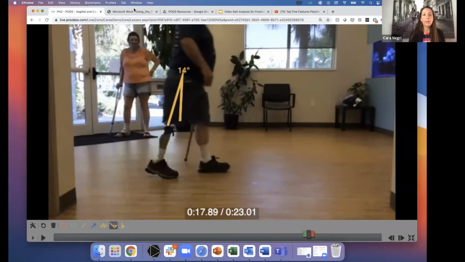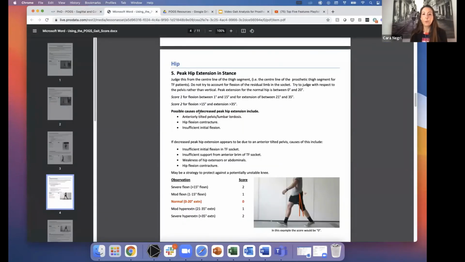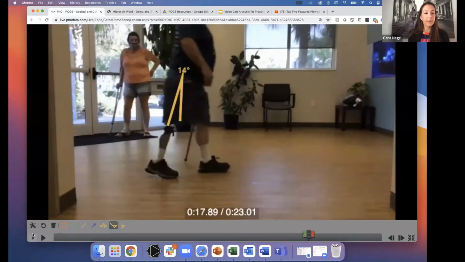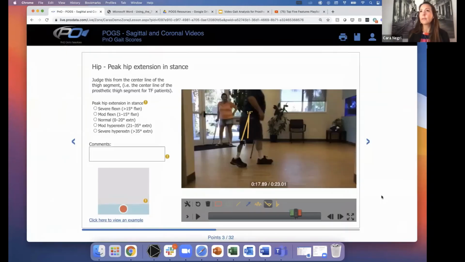So what do we say that we score that? Anything of extension between 21 and 35 would be a score of 1. So he is falling between 0 and 20 degrees, which would be considered normal. So we can go and score that.